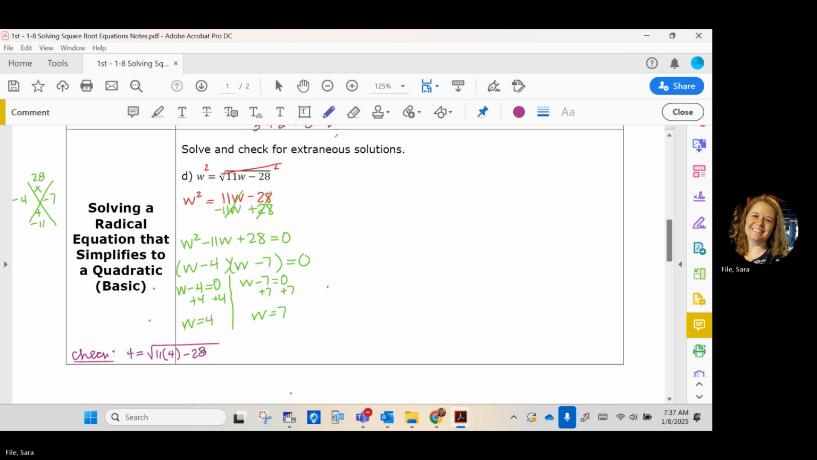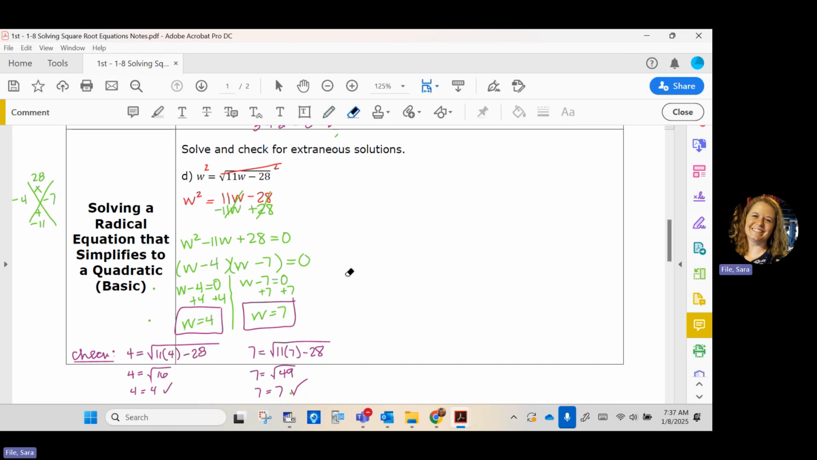is 16. So we've got the square root of 16 is 4. So that one checks out. So that's a good solution. And then I'm going to check the 7. So 7 equals the square root of 11 times 7 minus 28. So that's 77 minus 28. That is 49. So the square root of 49 is 7. So in this one, both of them check out. So they are both solutions.